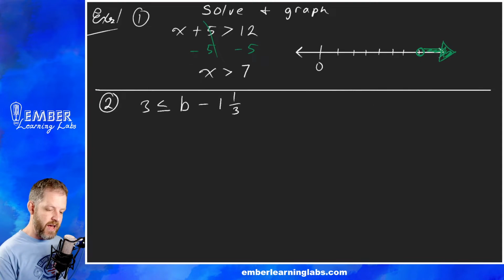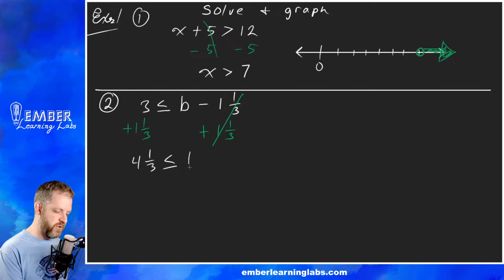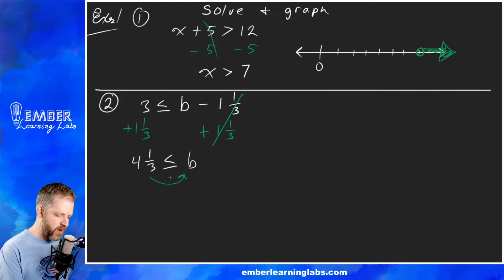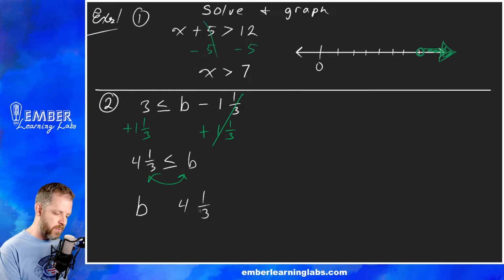Now, this 1 1/3 is subtracted from the b. It's negative, right? And so to get rid of it, we're going to add it to both sides. Plus 1 1/3. These cancel, leaving us with 4 1/3 is less than or equal to b. Now, I have alluded to before that we like to put the variable on the left. And so for the last thing we do on this problem, we're going to trade places here, right? We're going to put the b over here and the 4 1/3 over on the right side.